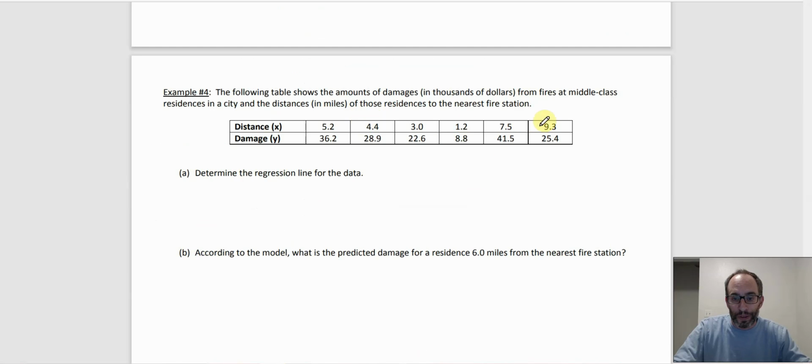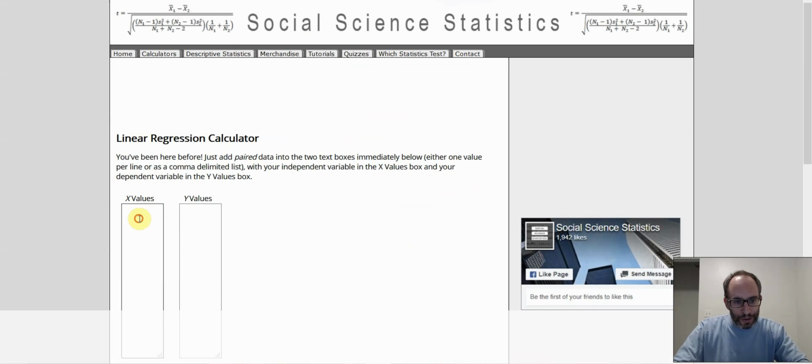So I'm going to just follow this order. When I put my X values in, it's going to be 5.2, 4.4, 3, in that order. Then the y values are going to follow that exact order as well. So the x values are 5.2, 4.4, 3, 1.2, 7.5, and 9.3.